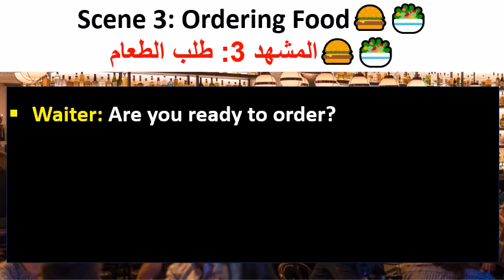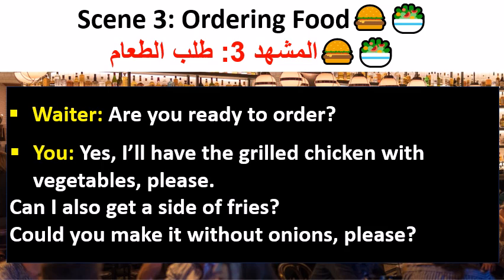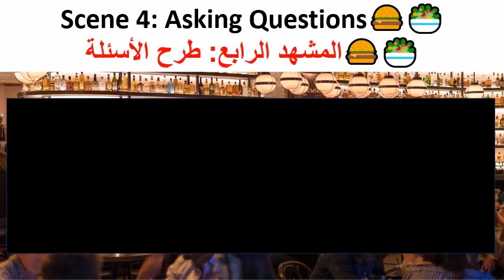Waiter: Are you ready to order? You: Yes, I'll have the grilled chicken with vegetables, please. Can I also get a side of fries? Could you make it without onions, please?